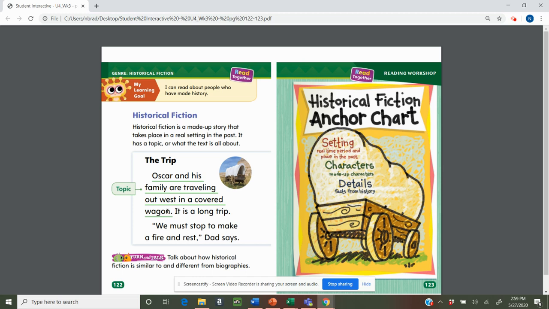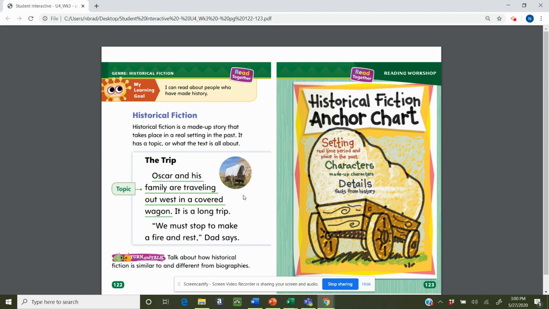Is Oscar a real person? Probably not. If it happened a long time ago, Oscar is not a real person. He didn't actually say these things with his dad. Is the wagon real? It is. If you see, there's a photograph here. This is something that actually used to exist a long time ago.